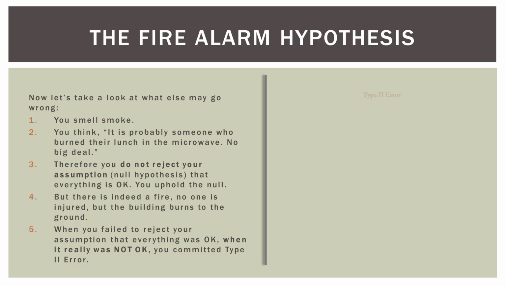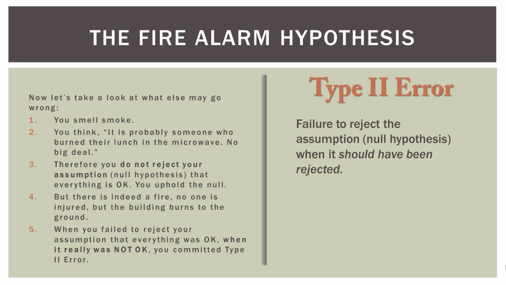So let's formally define this and then we'll compare the two. So type 2 error. Failure to reject the assumption, or failure to reject the null hypothesis when it should have been rejected. So incorrectly not rejecting the null hypothesis. So think about type 1. Type 1 is when we reject the null hypothesis incorrectly. Type 2 is when we fail to reject the null hypothesis incorrectly.